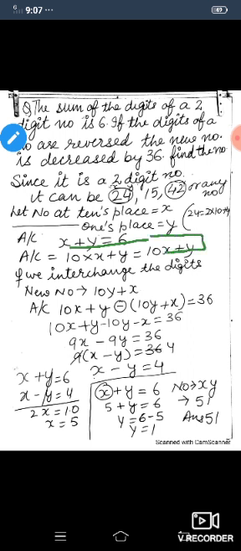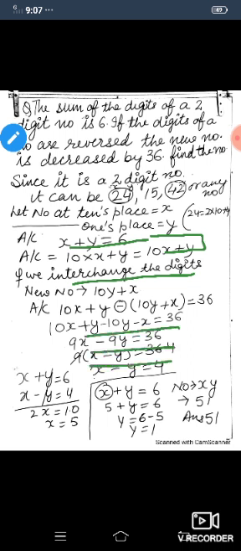Now he is saying on reversing the order of the digits, it will become 10 into y plus x into 1, because I have reversed the numbers. Then he is saying the new number is decreased by 36. It means the difference between the first number and the second number is 36. So I will write firstly the first number, that is 10x plus y.